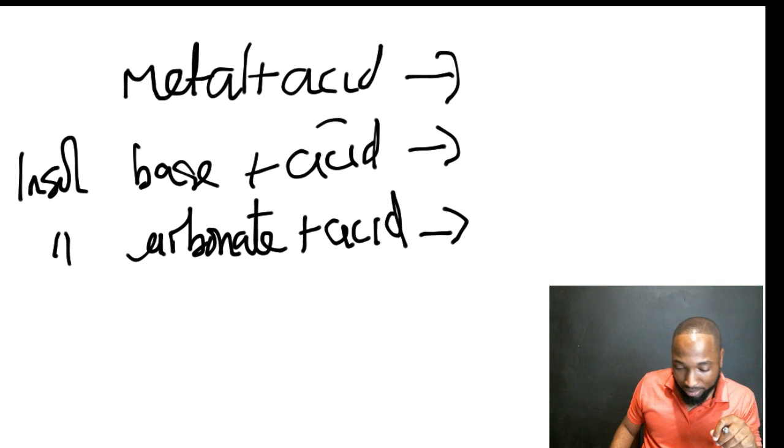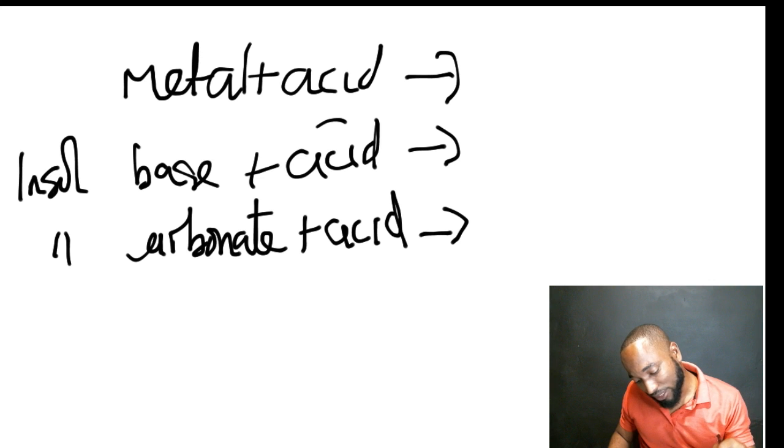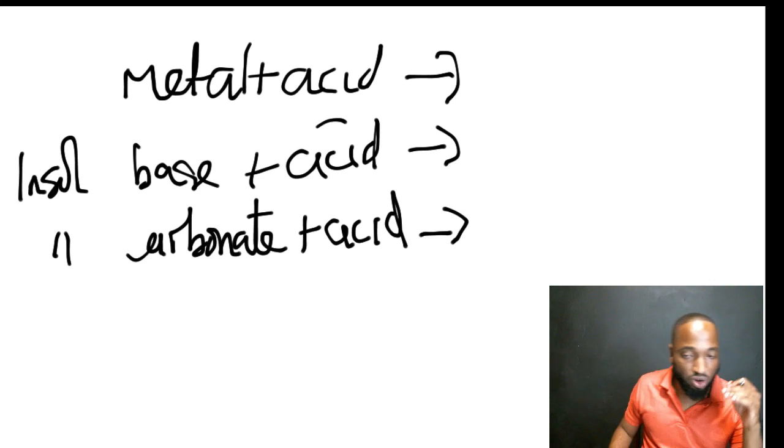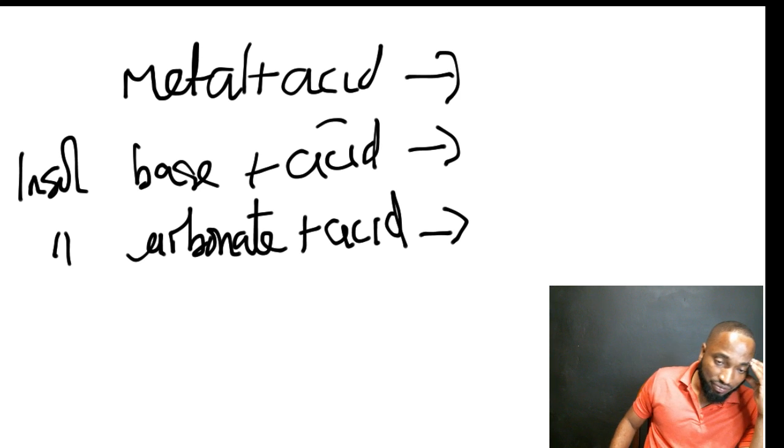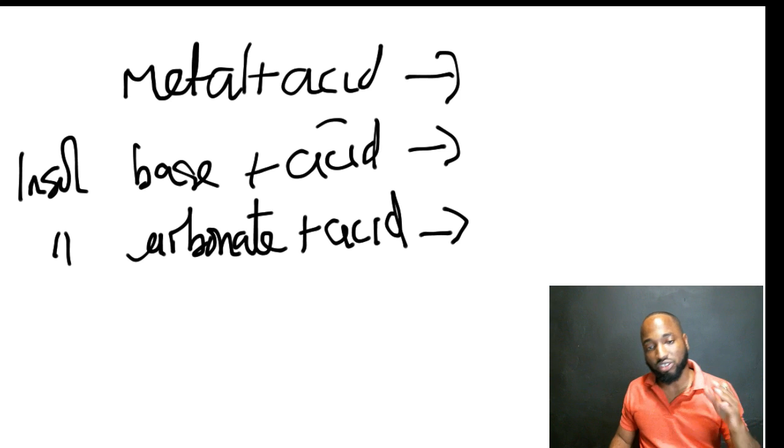You dip some blue litmus paper inside the solution. If you see the blue litmus paper still staying blue, it means all the acid has been used up. All the acid has been reacted. You filter to remove the excess metal. Evaporate. Your crystals remain. That is your salt.